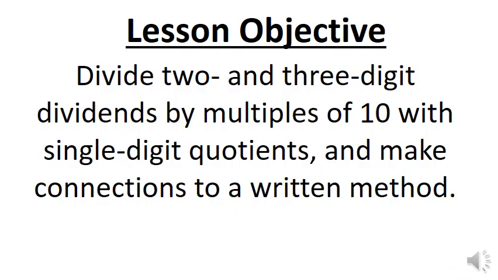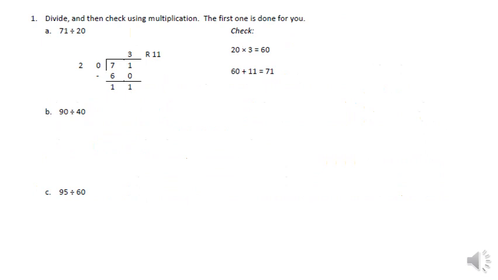Okay, in lesson 19, the lesson objective is to divide 2 and 3-digit dividends by multiples of 10, make single-digit quotients, and make connections to a written method. Okay, and question 1 is done for us, but let's go over it real quick the way we've been doing it in class. First thing we're going to do is an estimation.